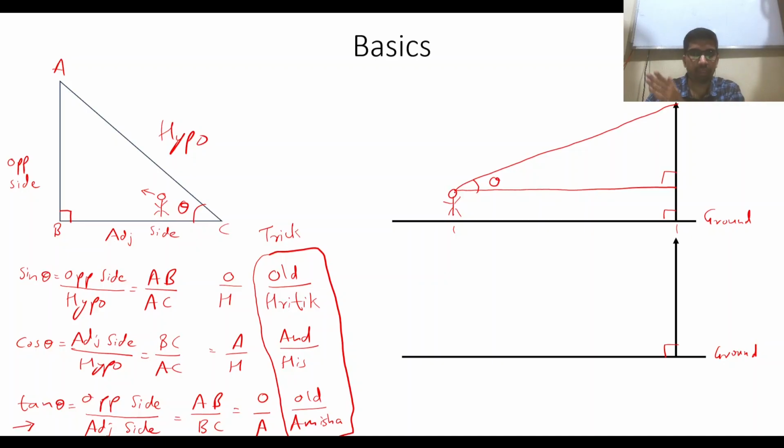If the man goes in front, towards the building on the right hand side, he'll be looking more up. His neck will bend more upwards. So as a person goes towards the building, the angle which the person looks up increases, and if a person goes away from a building, the angle decreases. So this angle is called the angle of elevation.